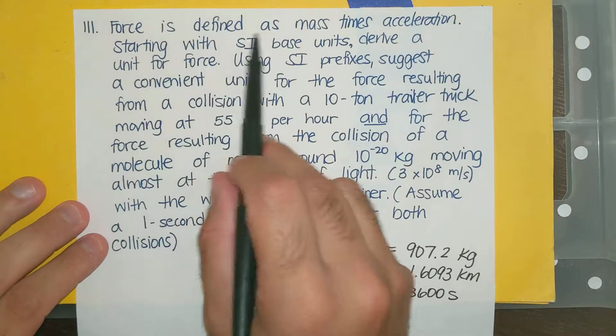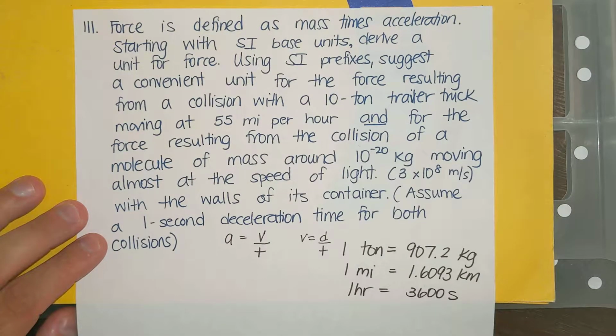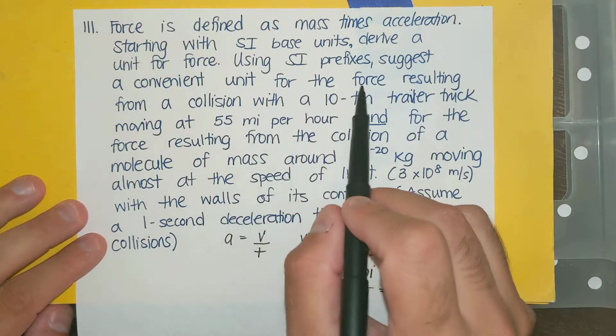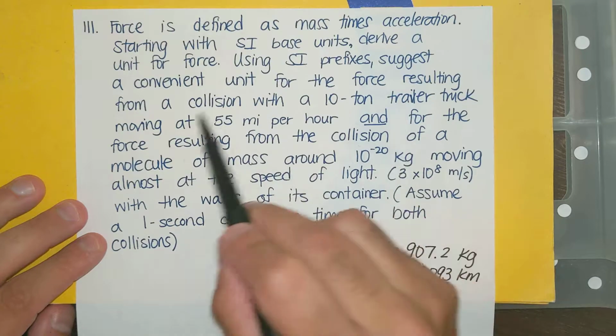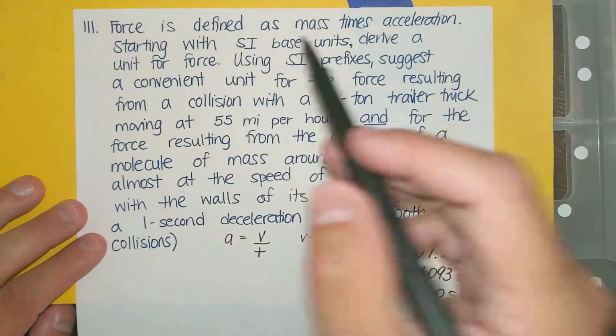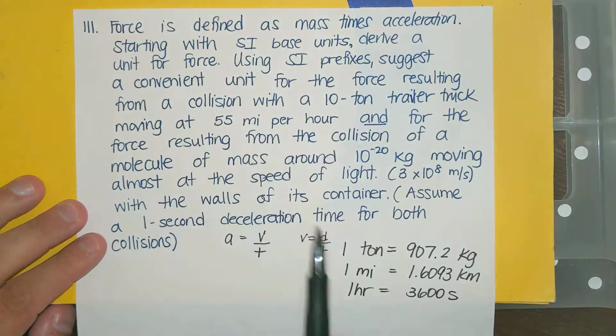So it says force is defined as mass times acceleration. Starting with SI base units, derive a unit for force. Using SI prefixes, suggest a convenient unit for the force resulting from a collision with a 10-ton trailer truck and a 10 to the minus 20th kilogram. Let's start with the first one. Derive a unit for force.